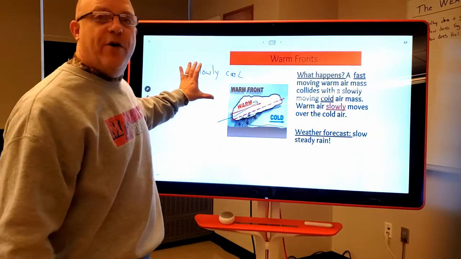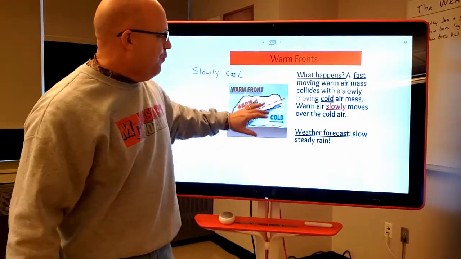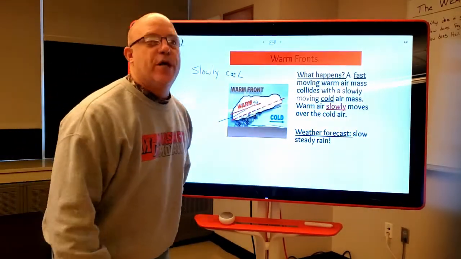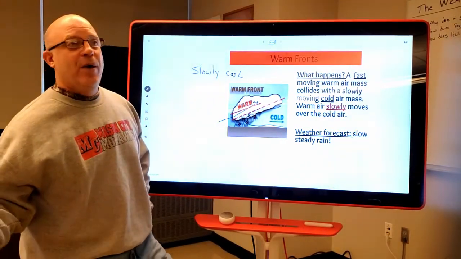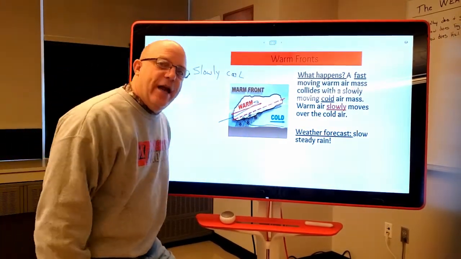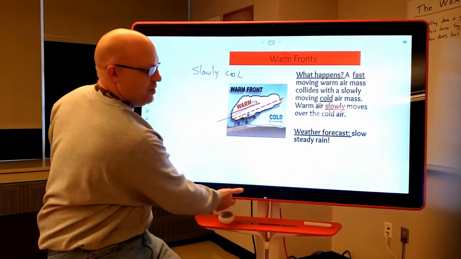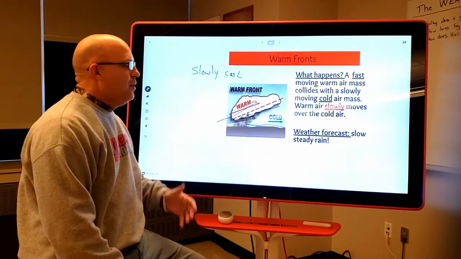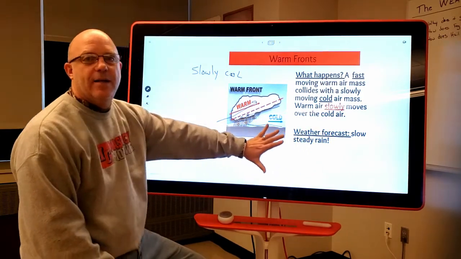This one's going to go up very slowly up the backside, and clouds will form. And the forecast for a warm front is slow, steady rain. This is where you get your April showers and your light rain coming through. You get some flurries in the air in the wintertime, but you don't get the bad storms. These are the ones where you have your normal stuff taking place. So a warm front generally means a slow, steady rain.